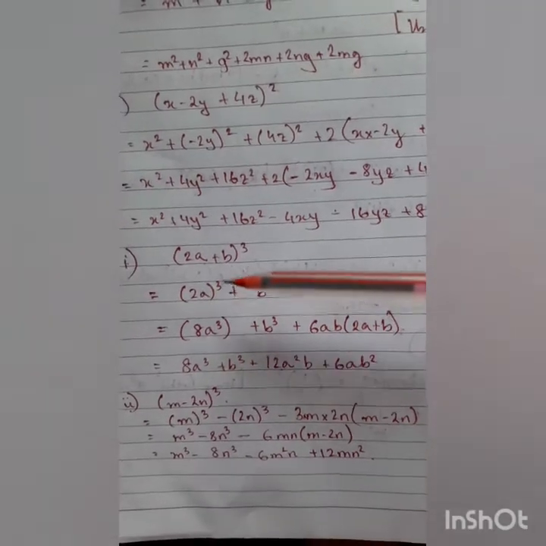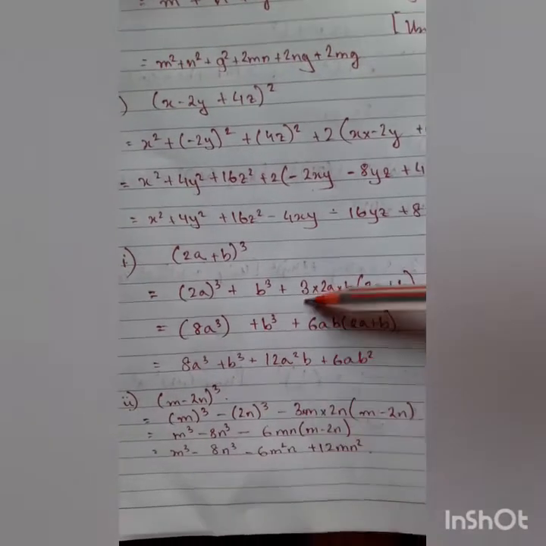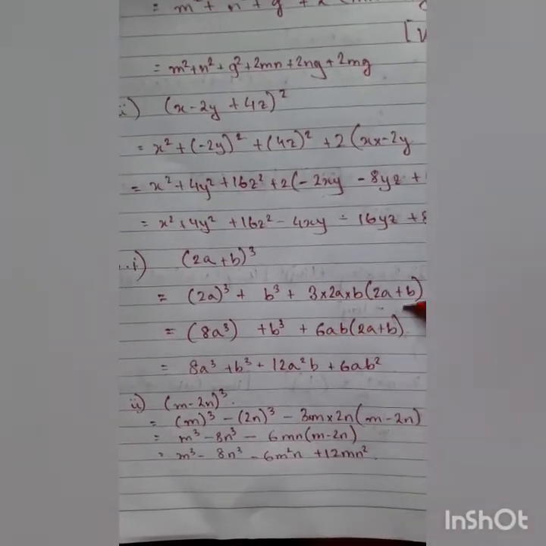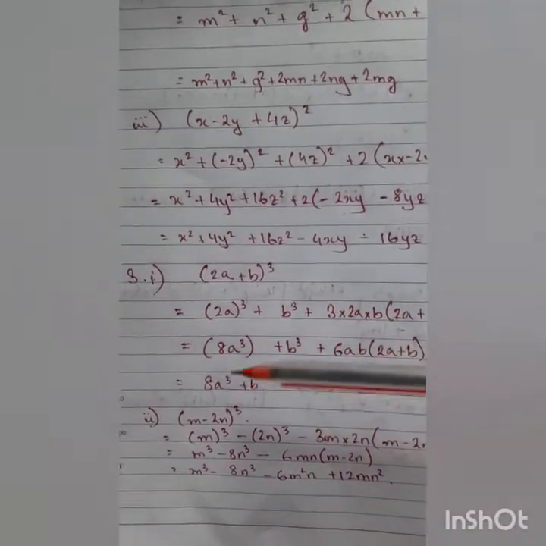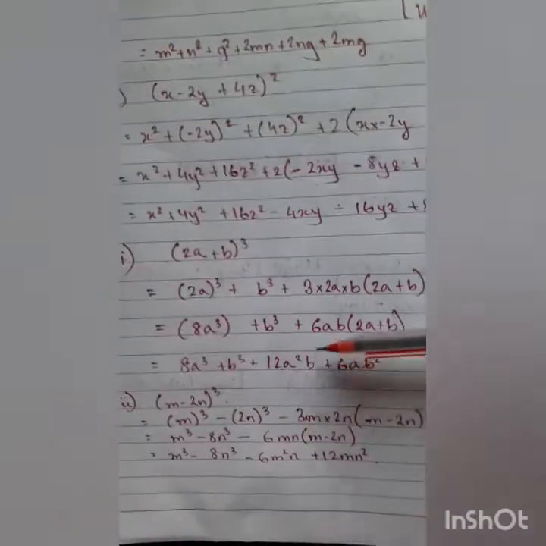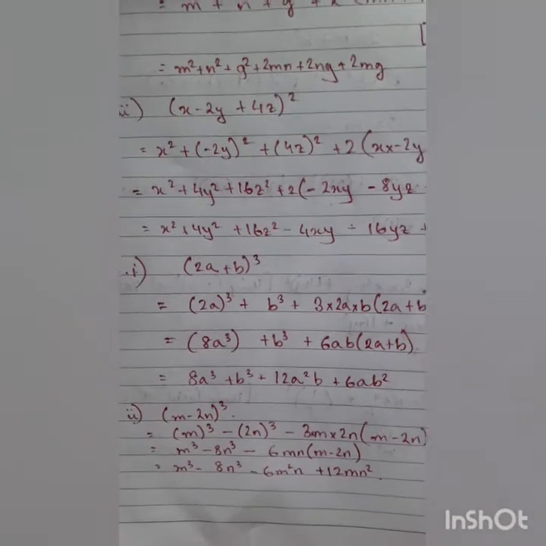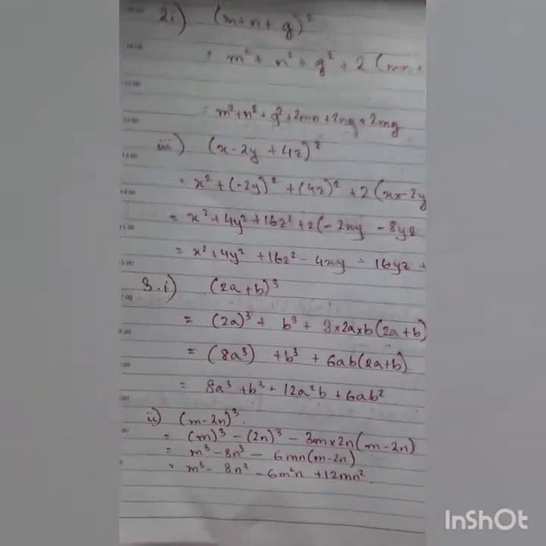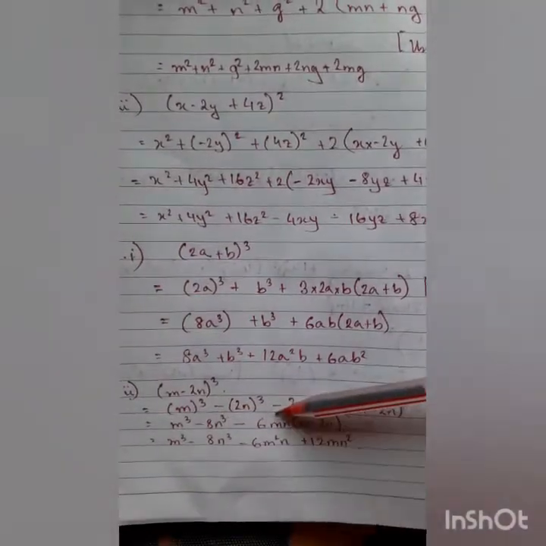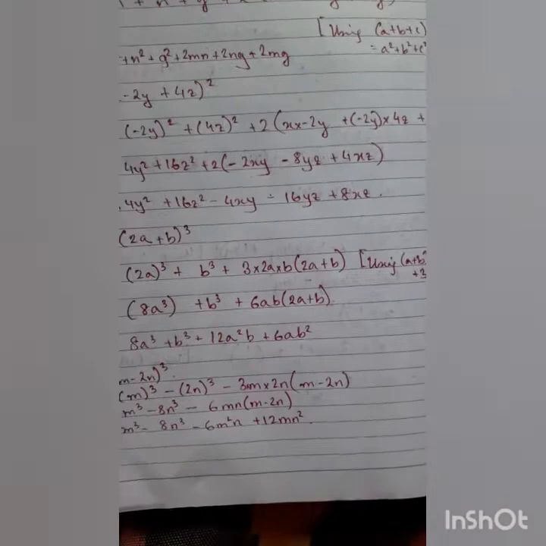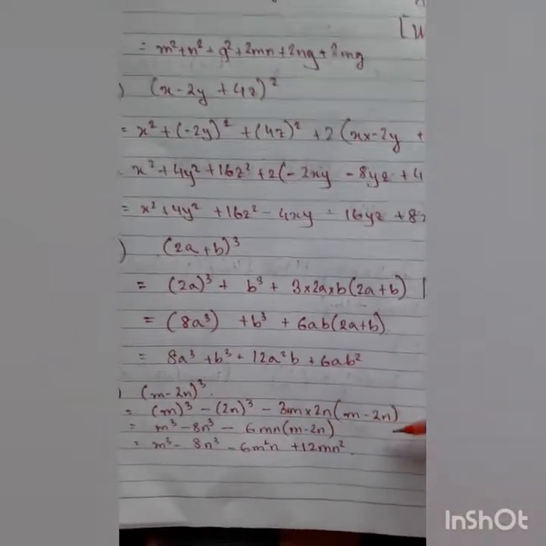So here we are having 2 cube is 8, a cube is a cube plus b cube plus 3 2s are 6, ab within brackets (2a + b). Now if I remove the bracket and multiply, then I will have 8a cube plus b cube as it was plus 6 2s are 12 into a square b plus 6ab square. That is our answer. 3 part 2, we have used (a - b) whole cube. Similar manner, just it will be minus. See, using the formula (a - b) whole cube, a cube minus b cube minus 3ab into (a - b).